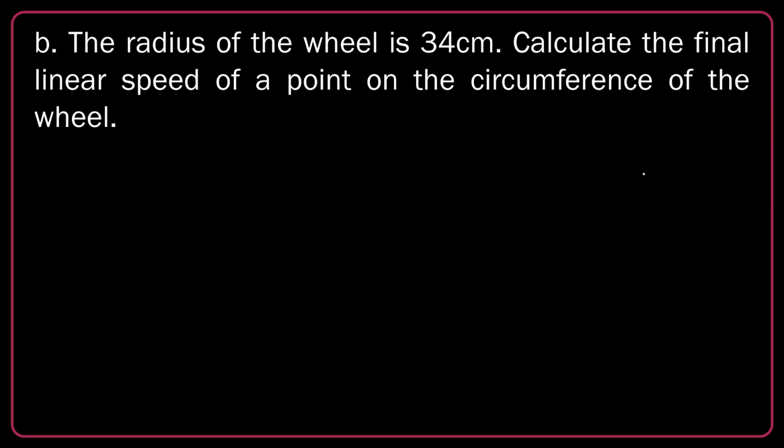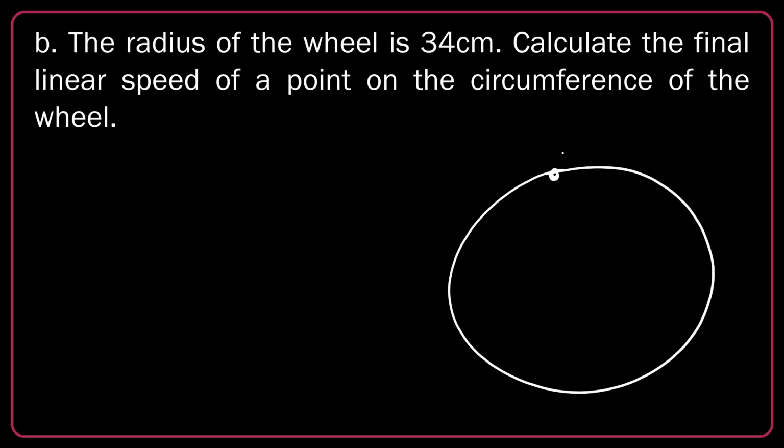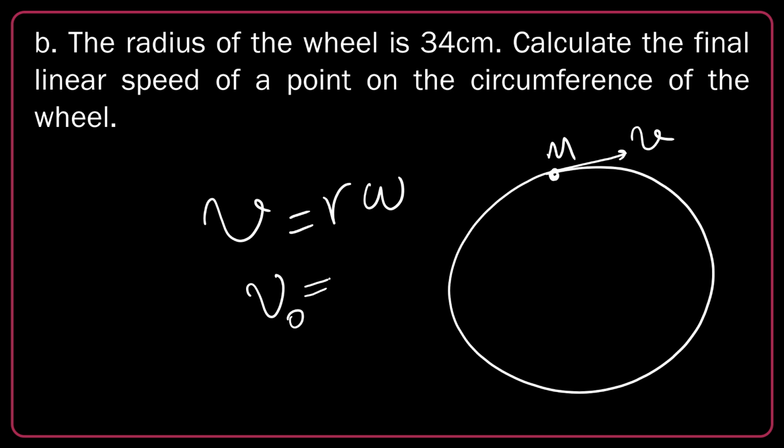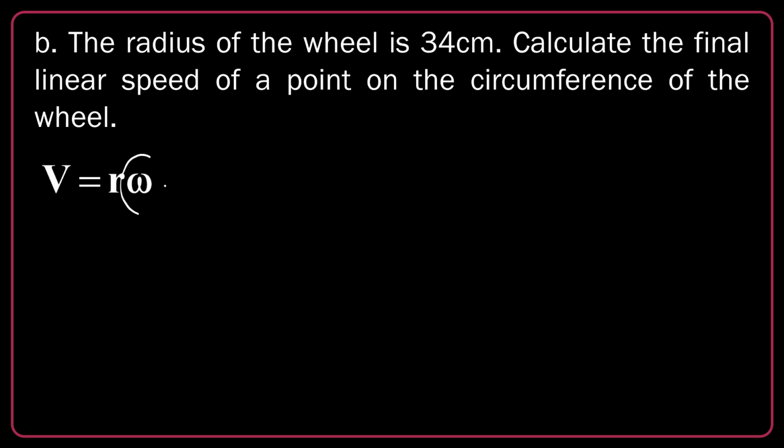Next part of the question: the radius of the wheel is given to be 34 centimeter. Calculate the final linear speed of a point on the circumference of the wheel. Let's say this is the wheel and this is a point on the wheel, point M. We are going to find the final linear speed V. Normally V is r omega and it starts from rest, so V naught, the initial speed, is 0. But final speed depends on final omega.